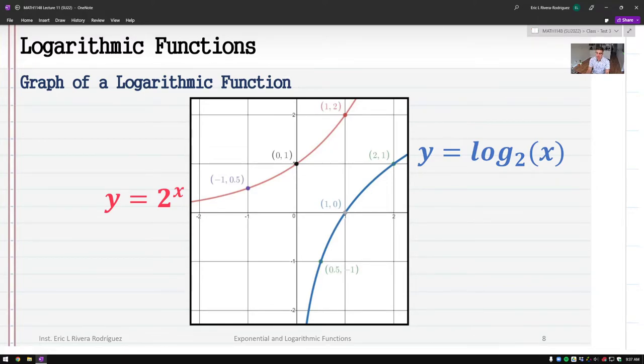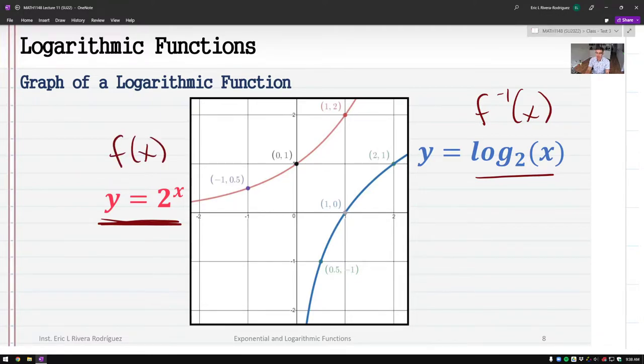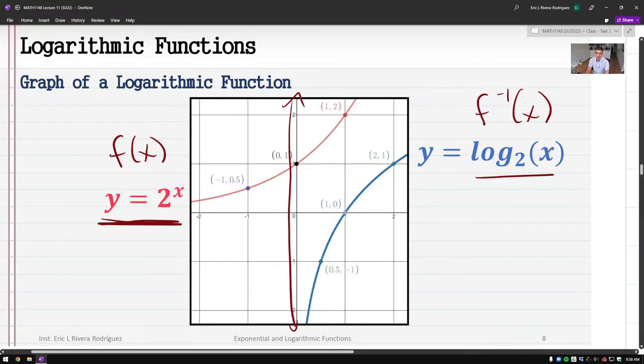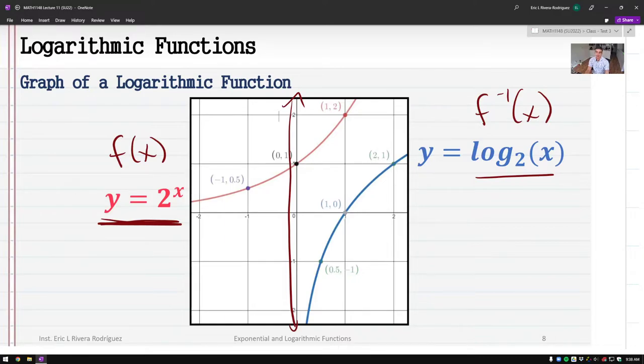Here we have an image of how they look. We have this exponential function 2 raised to the power of x, and the inverse is going to be log base 2 of x. So we have the inverse and we have the exponential function here. In the exponential function, we remember that we have a horizontal asymptote that prevents this curve from going below it. Well, what happens with the horizontal asymptote when we are working with the inverse? It becomes a vertical asymptote, and you will see that this blue curve never goes to the left side of this vertical asymptote. So the components of the function stay there. The only thing that changes is that they are inverse.